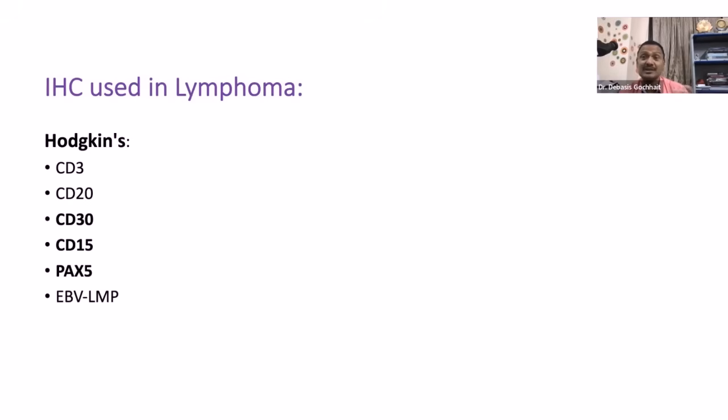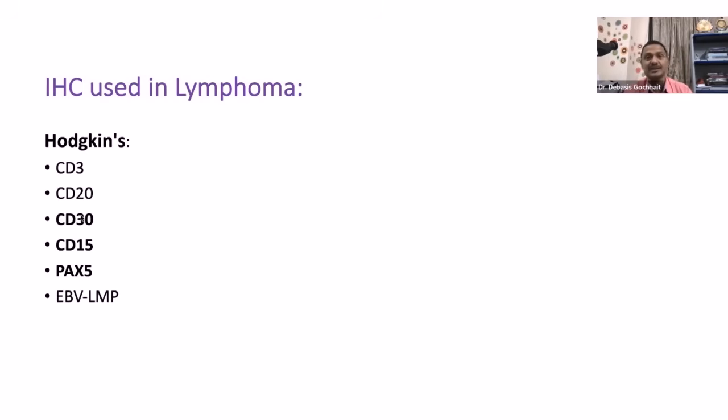Then we have to say whether it is a Hodgkin's versus non-Hodgkin's. Now, for MBBS students also, it is very important, as well as NEET goers. These markers are very, very important. You will get some questions relating to this. So in Hodgkin's, which are the three markers that are very commonly used?